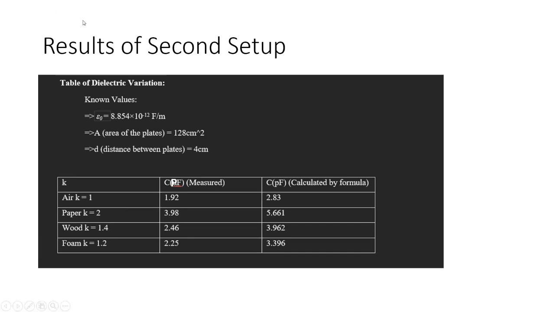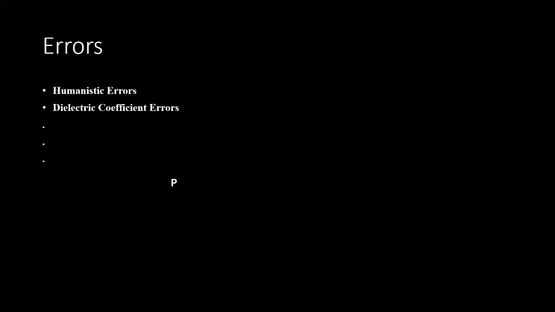Lastly, you may realize that the values that we measured and the values that we calculated by using the formula are not equal. That's because of some errors. First error is the human errors that are caused by the nature of humans, that we can make mistakes while doing calculations or measurements.